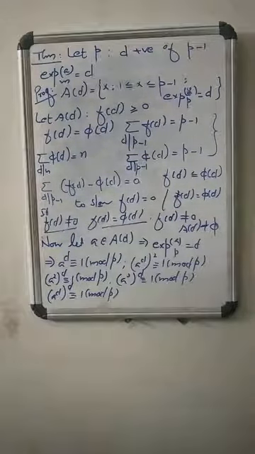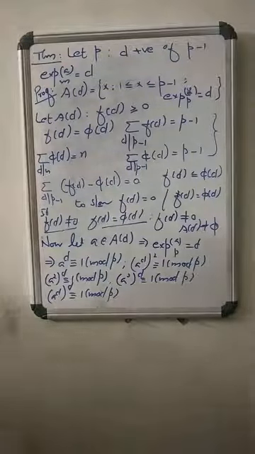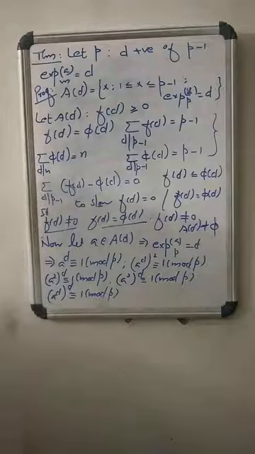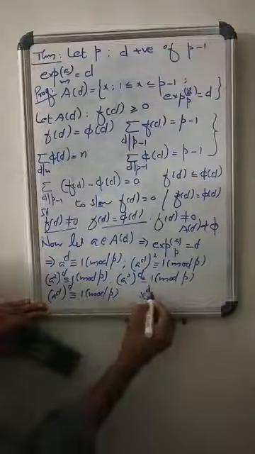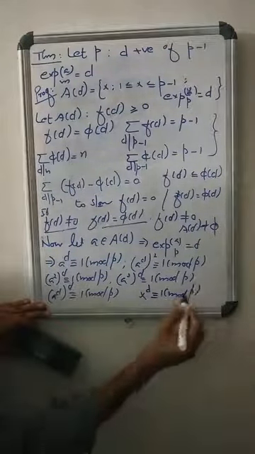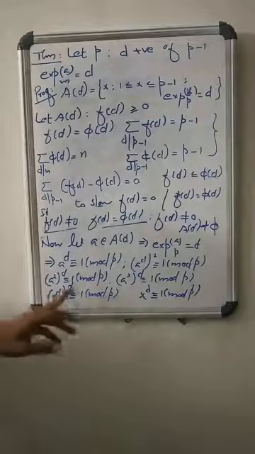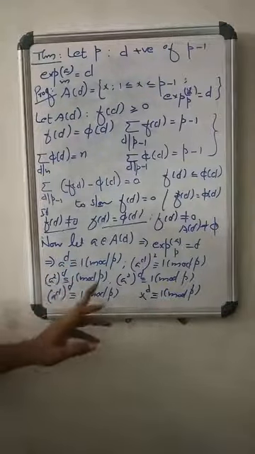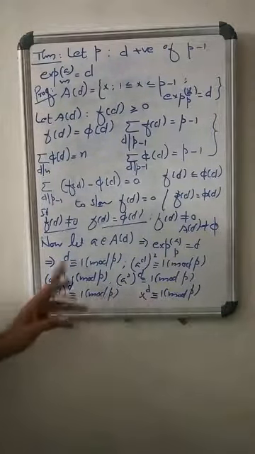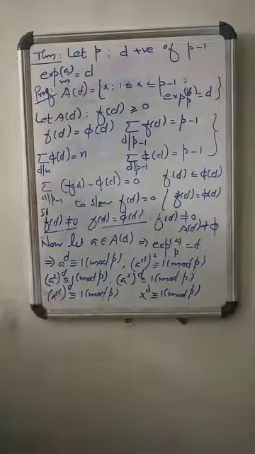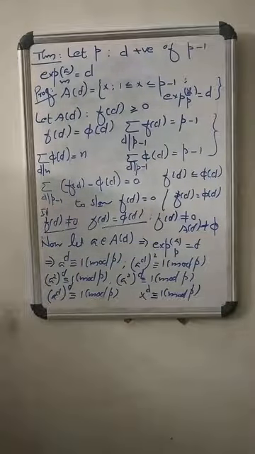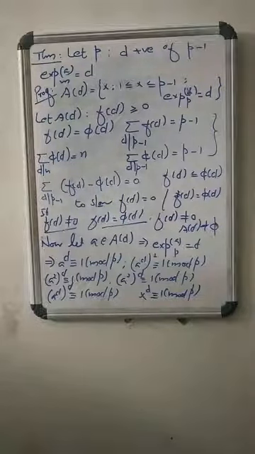Clear? That means every power of a, a squared, a cubed, etc. up to a power d, satisfies the congruence x power d congruent to 1 mod p. So a power d, a squared all power d, a cubed all power d are all congruent to 1 mod p. Every power a squared, a cubed, up to a power d satisfies the congruence x power d congruent to 1 mod p.